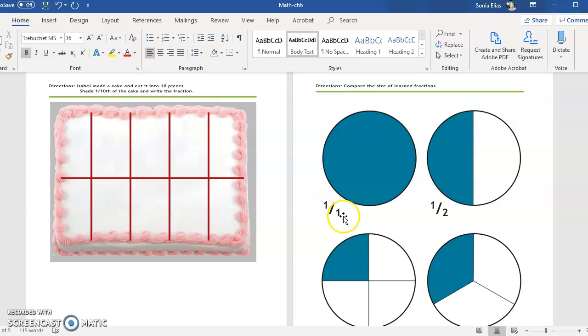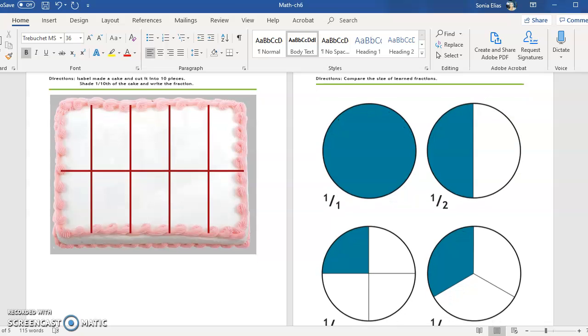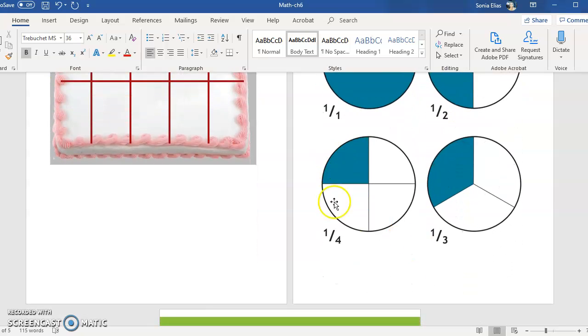When we say 1 of 1, it means it is fully covered in color. We say 1/2, remember. Now how many parts is the circle divided into? 1, 2. And how many parts are shaded? Only 1. So this one is 1/2. This one, now how many parts is the circle divided into? 1, 2, 3, 4. So we have 4 on the bottom. How many parts are shaded? Only 1. So 1/4.